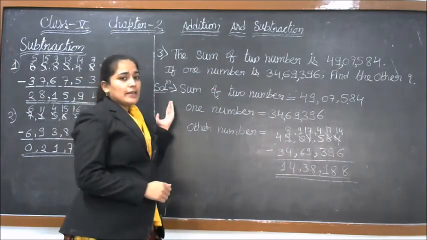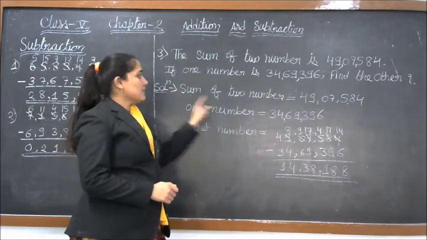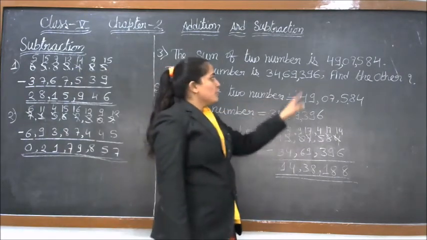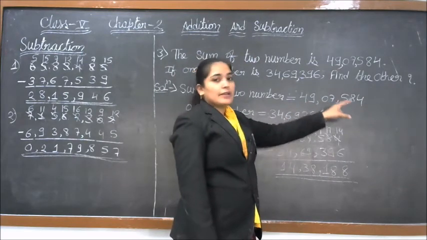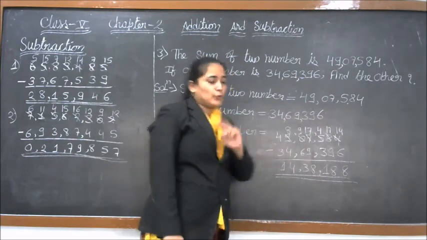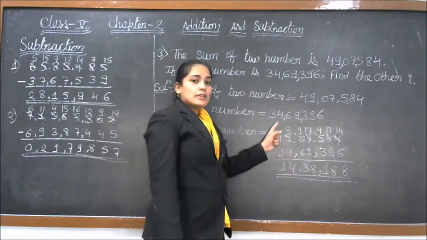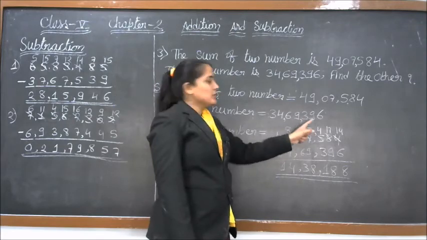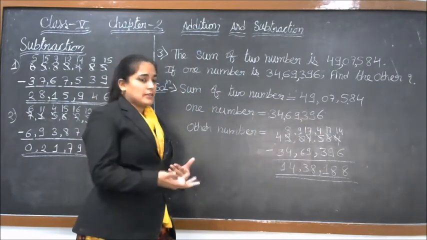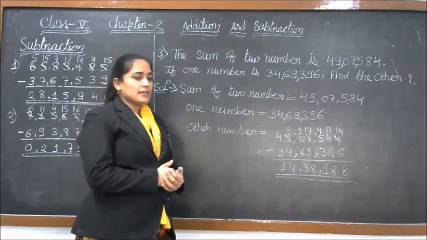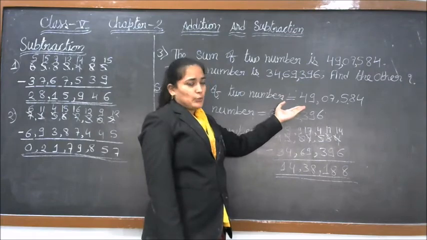So how can we write the solution? In the solution, the first step is the sum of the two numbers. What is the sum of the two numbers? 49 lakh 7,584. This is the sum of the two numbers. One number is 34 lakh 69,396. So we have to find the other number. How can we find the other number? We have to subtract one number from the sum of the two numbers.